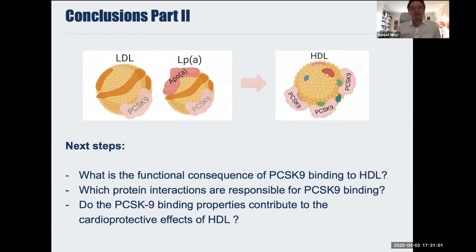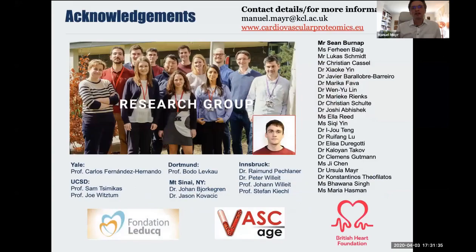And of course, this raises now many questions, and I'm looking forward to some of the questions in the Q&A session. What is, of course, the functional consequence of PCSK9 binding to HDL? What are the protein interactions that are responsible for this PCSK9 binding? And most importantly, are the PCSK9 binding properties contributing to the potential cardioprotective effects of HDL, or in brief, could HDL be an endogenous inhibitor of PCSK9? So there's a lot of questions that have emerged from this study, but this is how far we have come so far.